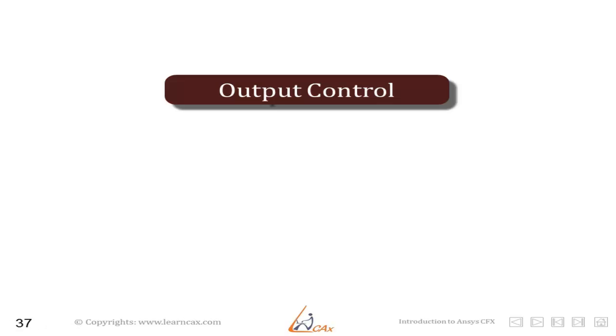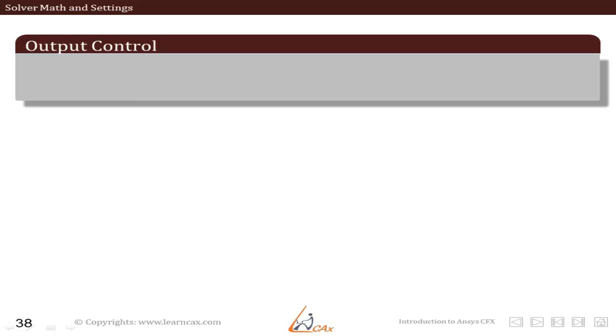Now we will see some output control options within CFX. As the solution is progressing, we need to monitor some variables, as well as decide what sort of files we are going to save along with the simulation progress. Those options are available within the output control panels in CFX. We'll see one by one the different options that are available to save files, to save variables, as well as monitor our solution progress.